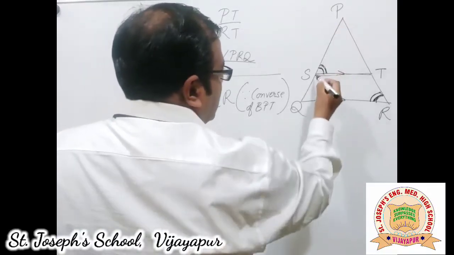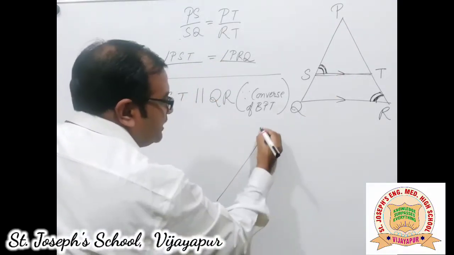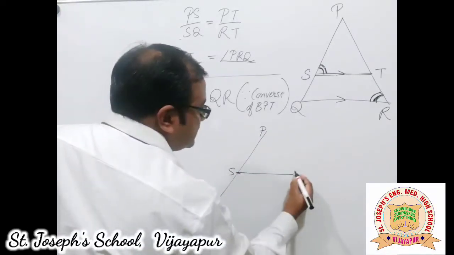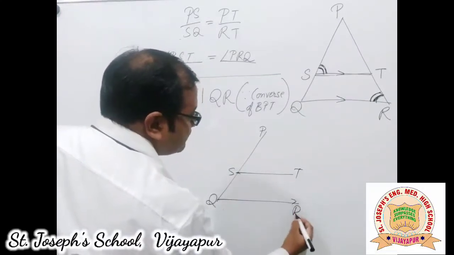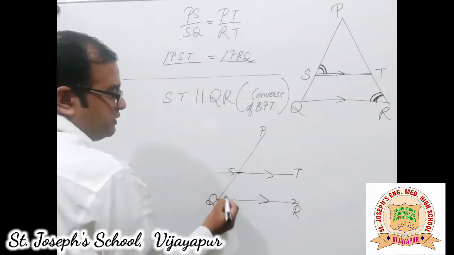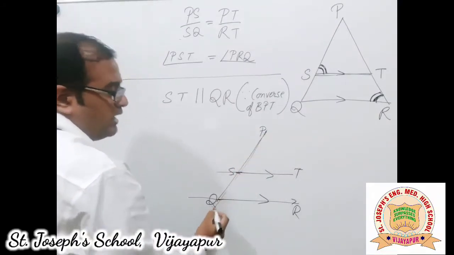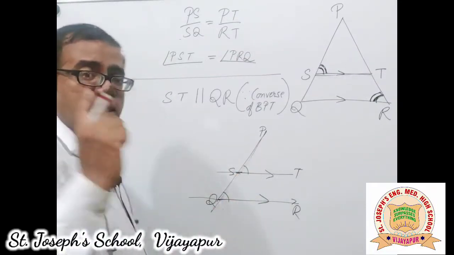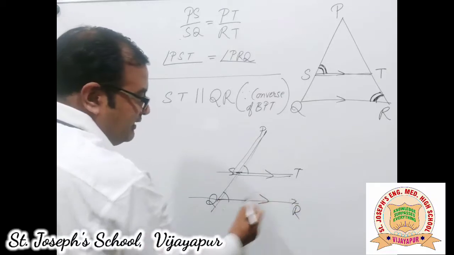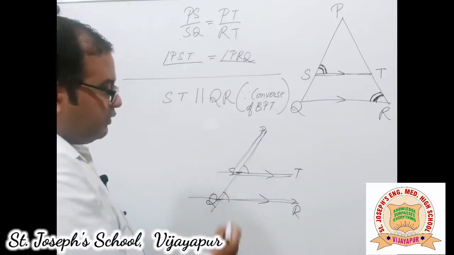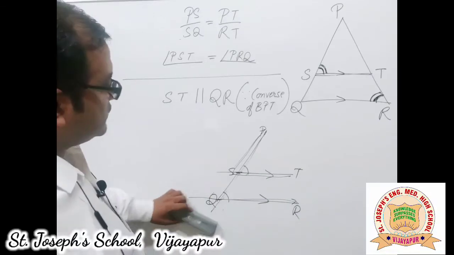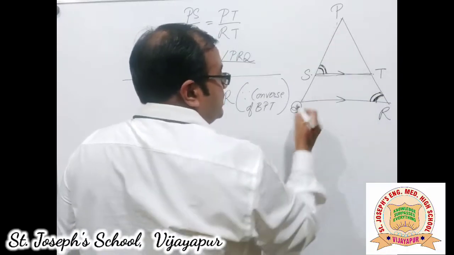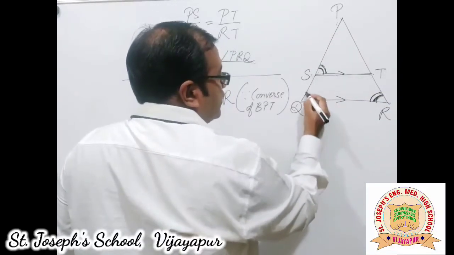Observe this, P, S is a point, Q is a point, ST is a line, QR is a line, right? Once they are said to be parallel and this PQ line acts like a transversal, then what about these two angles? They are nothing but corresponding angles, PST and PQR. They both are corresponding angles. So corresponding angles must be equal. So which are the corresponding angles here? PST and PQR. These two are corresponding angles.